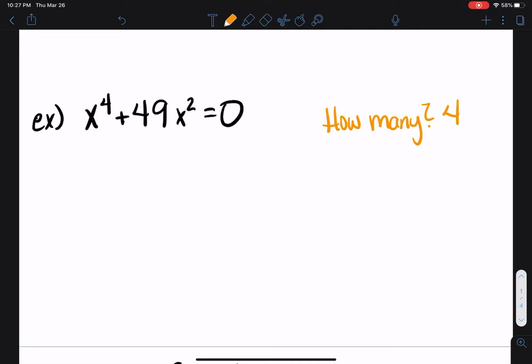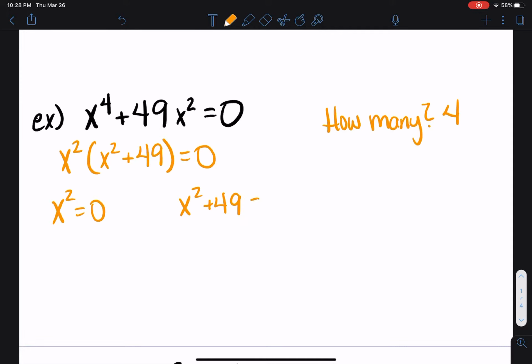Well, we can factor this down a little bit because both terms, the first term and the second term, have something in common. They both have an x squared in common. So I can take an x squared out of x to the fourth, which leaves x squared plus 49 equals 0. Now that I have 2 factors, I can set each of those equal to 0 and solve for my zeros. So x squared equals 0 and x squared plus 49 equals 0.